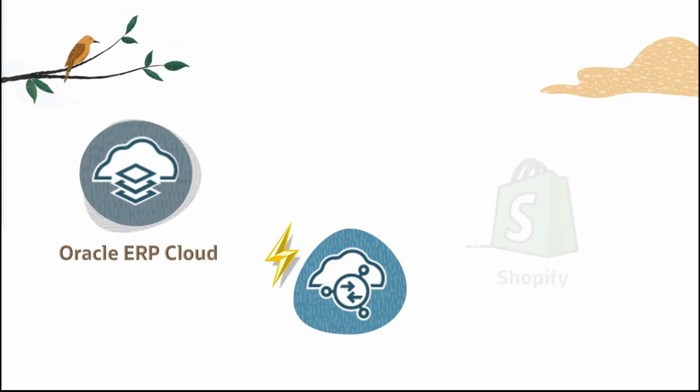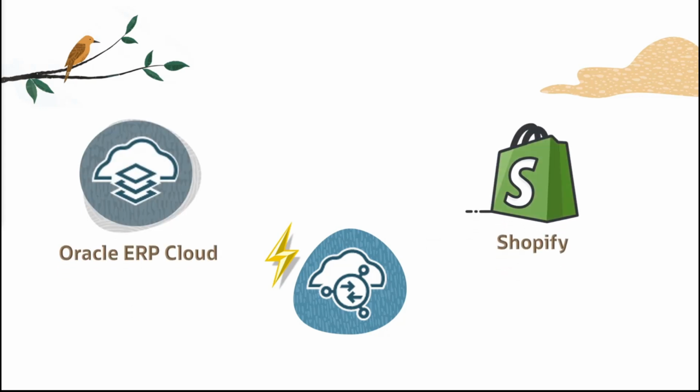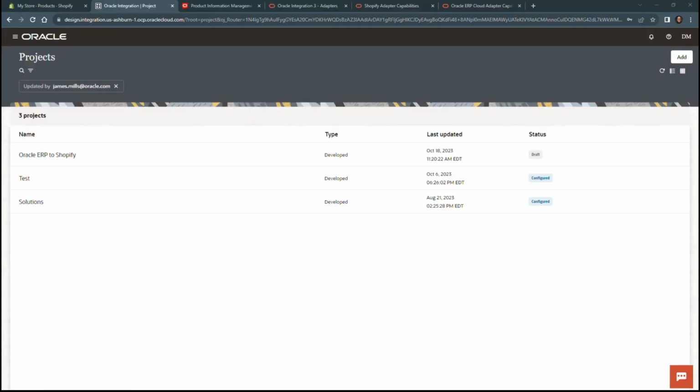To illustrate this, we are going to use Oracle ERP Cloud and Shopify. Oracle ERP will be our system of record for products in our catalog. And whenever a new product item is added to Oracle ERP, OIC will receive the event. Then the product will be added to Shopify so that our customers can begin ordering the product. I'll now get started building the solution.